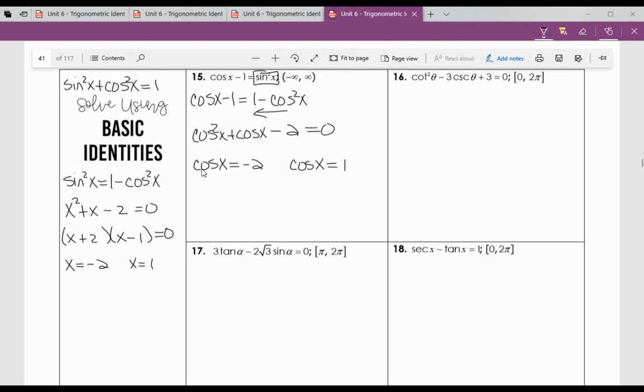Now, the first answer that I got, -2, produces no answers because the value for sine and cosine has to fall between -1 and +1, and -2 does not fall in that interval. Cosine equaling +1, if I go to my unit circle, the only place that has an x coordinate that is a 1 is at 0 degrees.